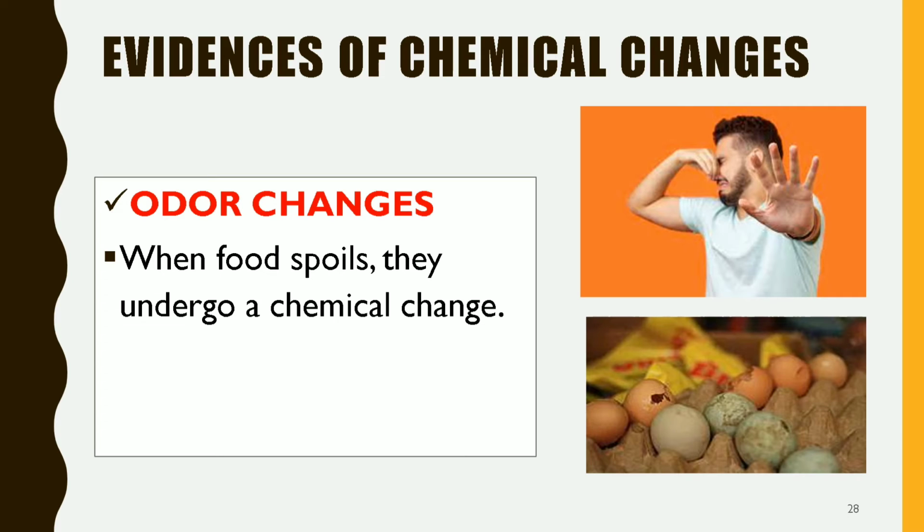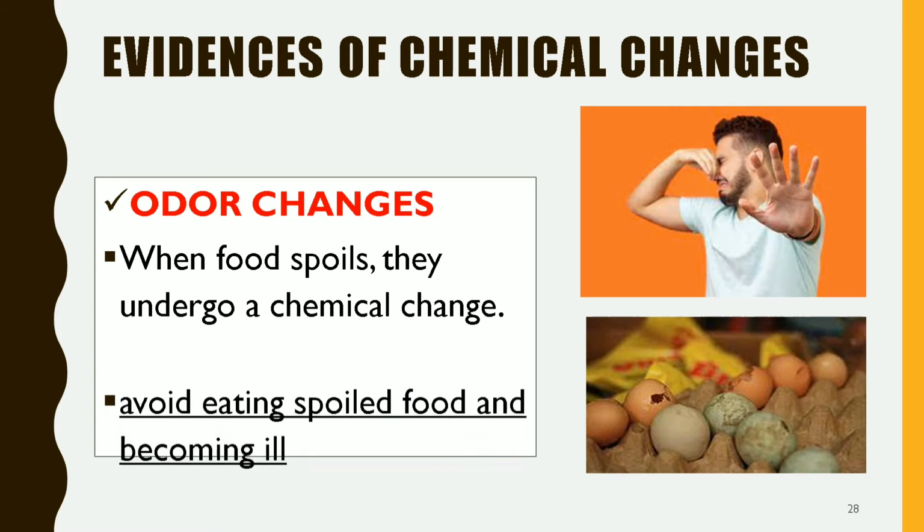So, when you smell an odd odor in foods such as chicken, pork, or mayonnaise, you know that the food has undergone a chemical change. With that, you can use this clue to avoid eating spoiled food and becoming ill.